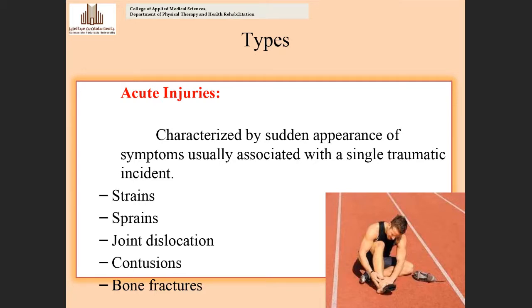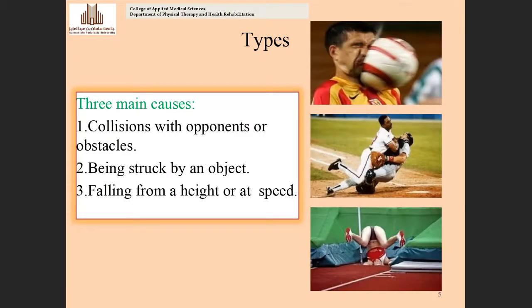So let me give some important examples for the acute injuries. You can say strains. I will explain the details of this later. Strains are a type of acute injury. The sprain is a type of acute injury. The dislocations in the joints, or contusions, or the fractures, right? These types of injuries come under the category of acute injuries. So you can say strains, sprains, dislocation of the joint, contusions, and fractures in the bone.